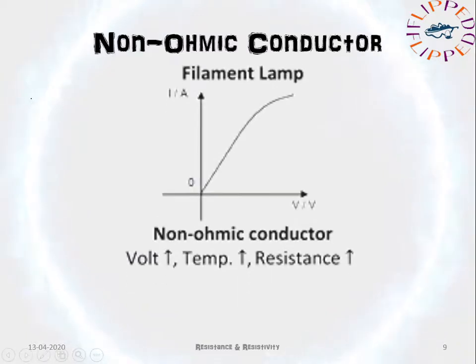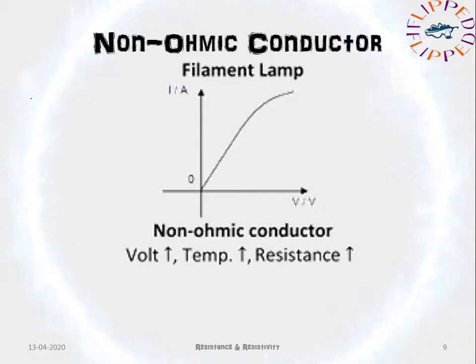The next one is for a non-ohmic conductor, like a lamp. As we all know, the longer you have a light switched on, the warmer it would get. Okay, so in a non-ohmic resistor, as the voltage increases, so does the temperature, and therefore the resistance increases. Hence, it does not follow Ohm's law. The word non-ohmic refers to that, because the resistance increases and the temperature changes.